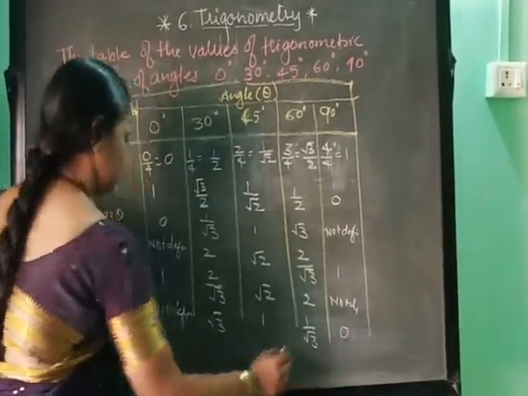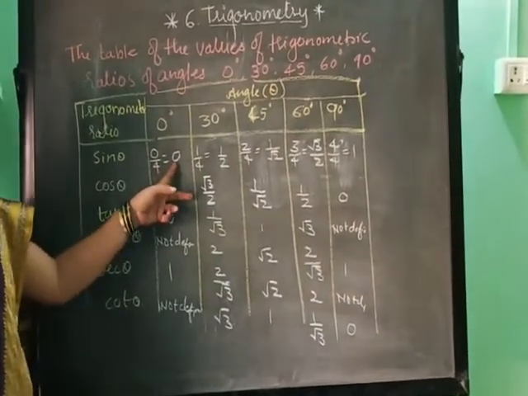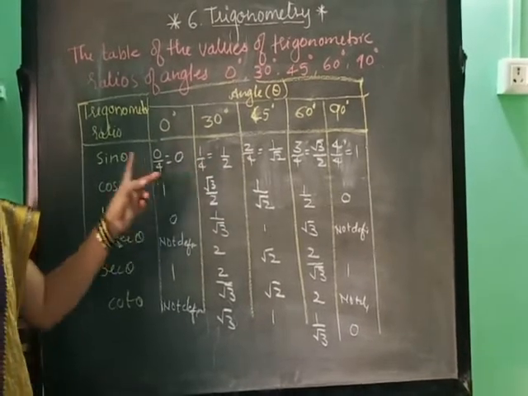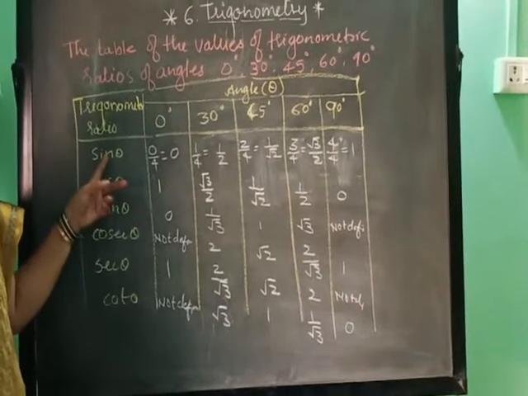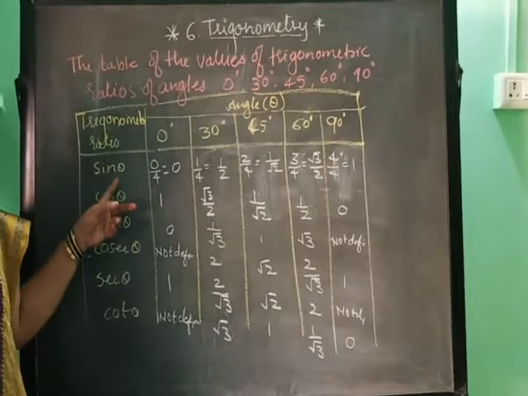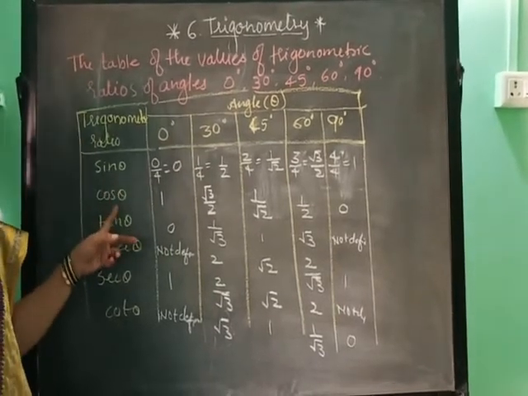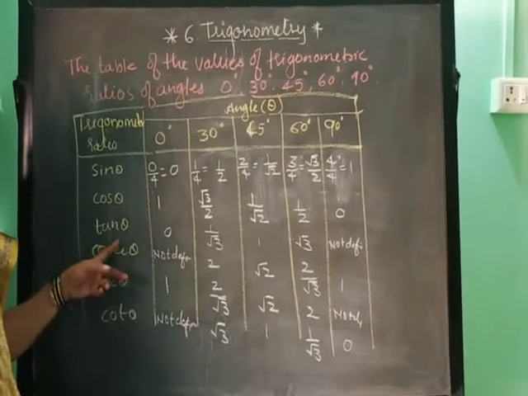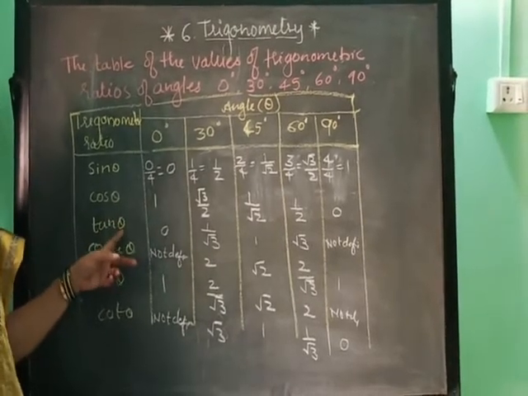Now see, sin theta is equal to 0; sin 30 you have got 1 upon 2; sin 45 you have got 1 upon root 2; sin 60 you have got root 3 upon 2; and sin 90 you have got 1. So sin's opposite is cos, and tan is sin upon cos. According to that we have got the values of tan theta.